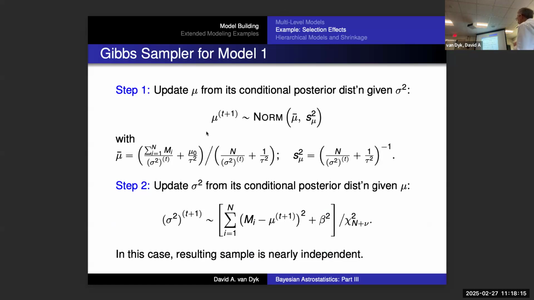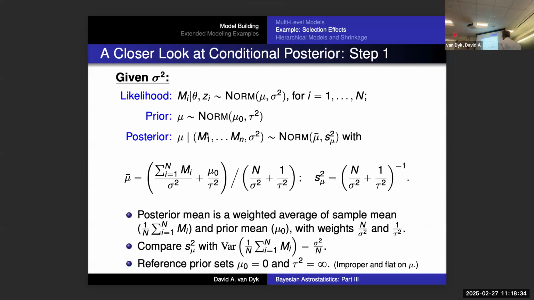So if we're going to build a Gibbs sampler again with simple, we're going to update mu given sigma squared, and that turns out to have a normal distribution with kind of this complicated mean and variance. And sigma squared given mu follows a known chi-square distribution. I guess one more slide where I can talk about the details.